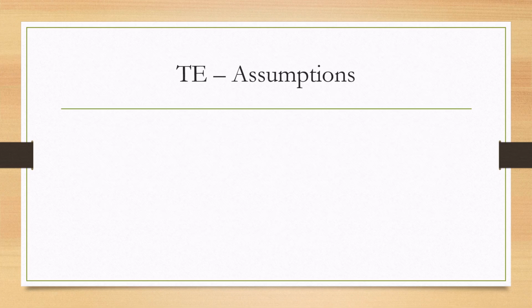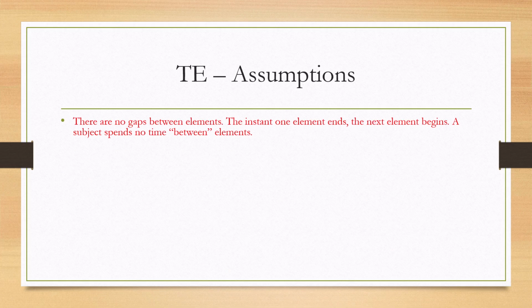Let's talk about the TE assumptions now. There is no gap between elements. Each one begins immediately as the previous one ends. The transition is seamless with no time spent in between. It's similar to how we move from one day to the next. There is no definable gap between the end of one day and the start of another. So, why does this matter? Because there is no gap between the elements, it ensures a clear and uninterrupted timeline of the subject's experience in the trial.